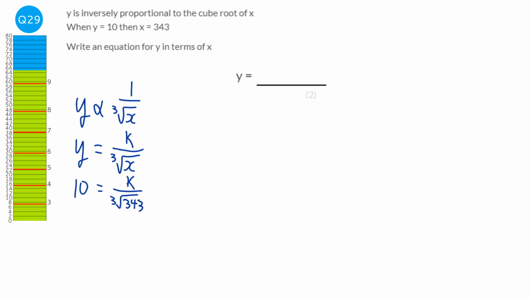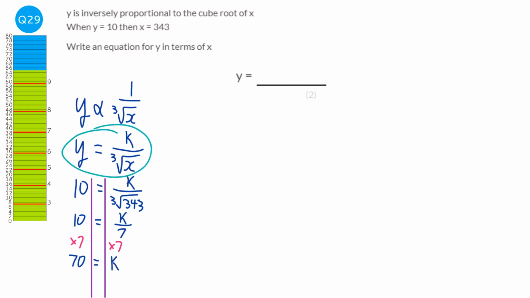Okay, next thing we're going to do is we're going to solve that. So put our lines in. Now the cube root of 343 is 7. So it's a lot easier, we're just going to times both sides by 7. So k equals 70, and we're just going to rewrite this, but instead of k, we're just going to write 70. So y equals 70 over the cube root of x.